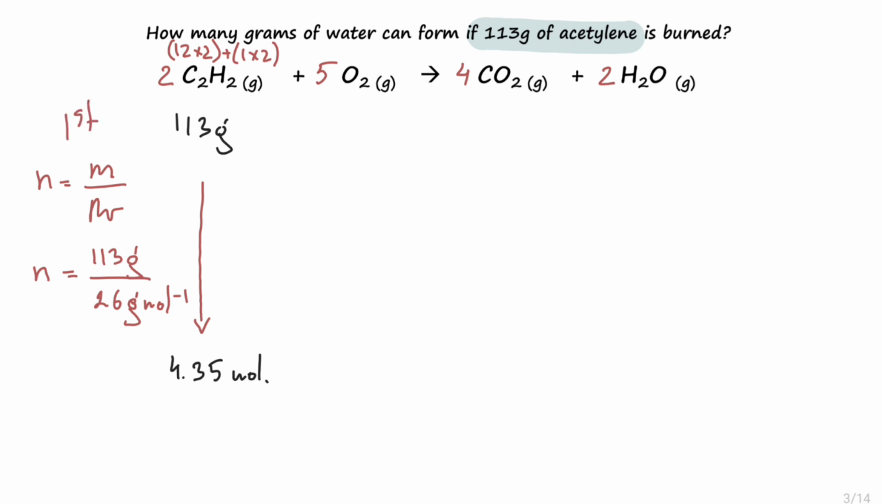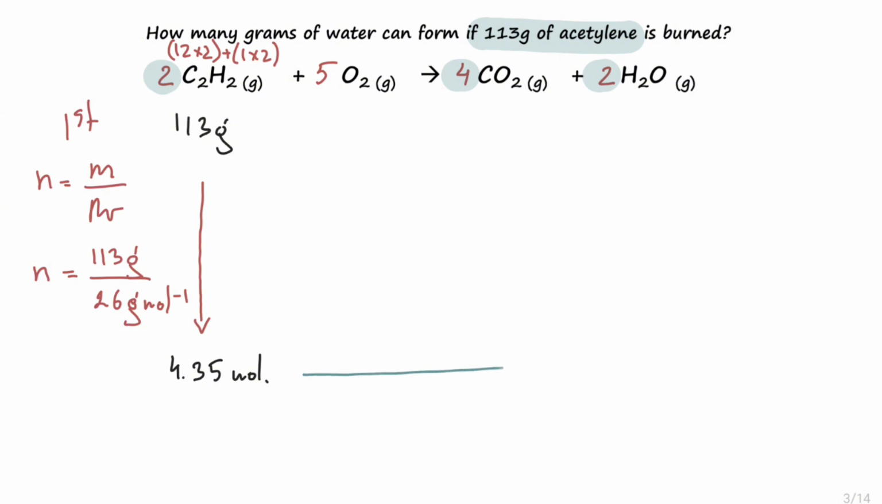Okay, this is the first and most important step. After you get the number of moles, you can find the number of moles of other compounds. How can you do it? Guys, it's a simple proportion. The number of moles is directly related to the coefficient. So for example, if you use 2 molecules of acetylene, you can produce 4 molecules of carbon dioxide and 2 molecules of water. The question here: if you use 4.35 moles of acetylene, how many moles of water can they produce?